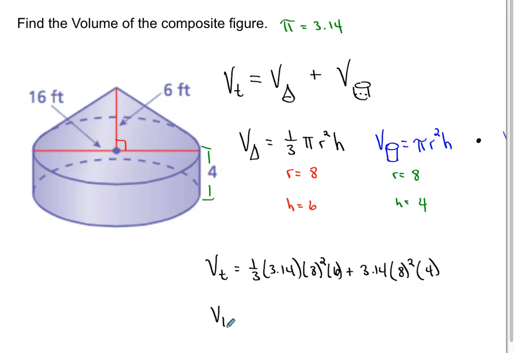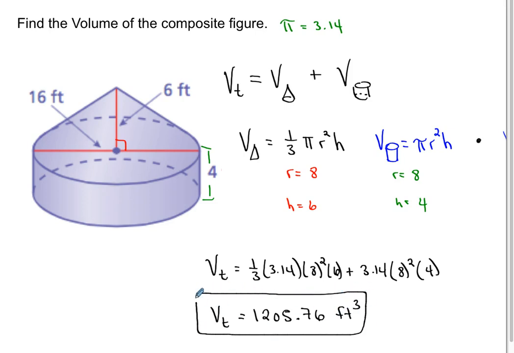Plugging all that in, you should get 1205.76. It doesn't tell me what to round to, so I'm just going to leave it as is. And this is volume, so feet cubed as your units.